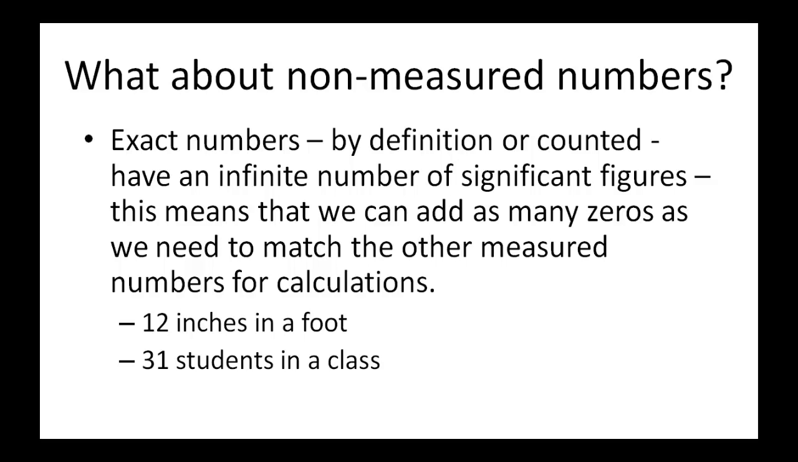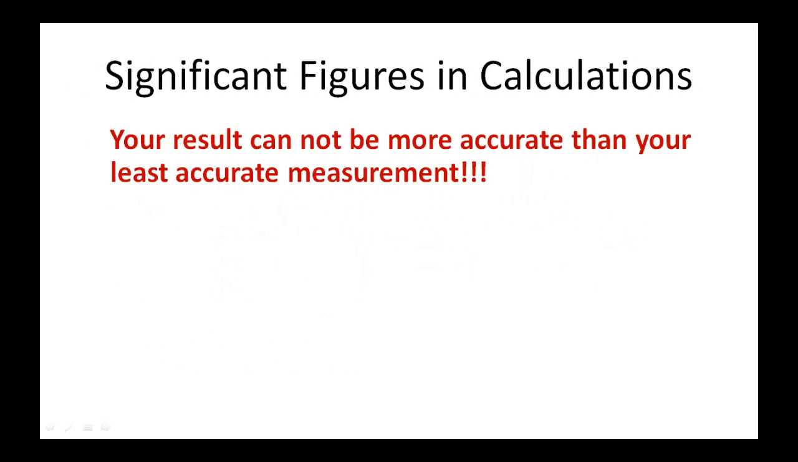No accuracy problem there. You don't have 30, you don't have 32, you have 31 students that were counted in a class. These don't add or detract for the number of significant figures. So now we're ready for the calculations. So you've measured a couple numbers, and maybe you have some numbers by definition, such as the 12 inches to a foot. How about your result?